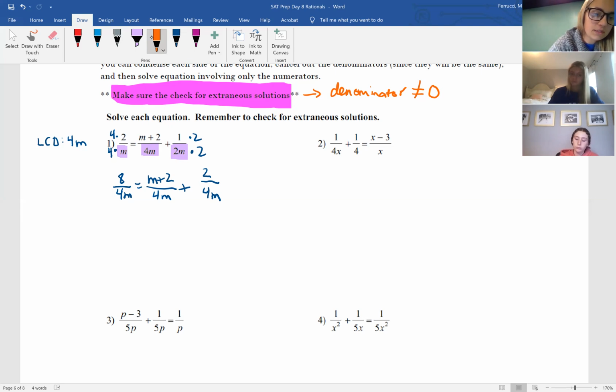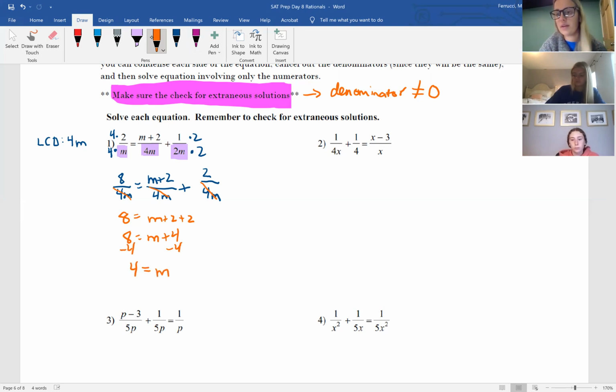And when that happens, the denominator basically just goes away. Like you ignore it for now. And you solve it like you would a normal equation. So we have 8 equals m plus 2 plus 2. So 8 equals m plus 4. Subtract 4 from both sides and you get 4 equals m. If you were to plug 4 in for m on the denominators, none of them would equal 0. So this is a good final answer.